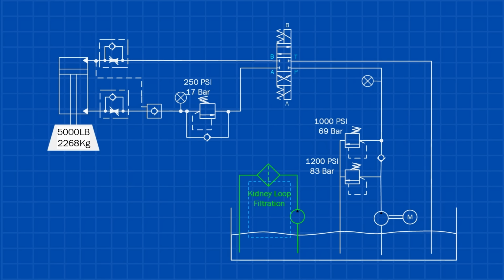The third method is called kidney loop filtration, and it's also the most expensive option. This setup uses a separate pump and filter, which continuously cycles oil back to the tank. Since the pump operates at very low pressure, almost zero, you can use a return filter here as well. This method is typically used for large hydraulic systems with multiple actuators and valves.